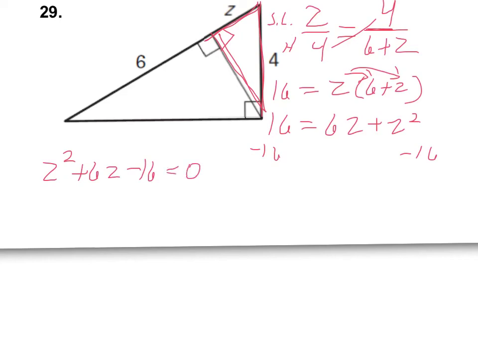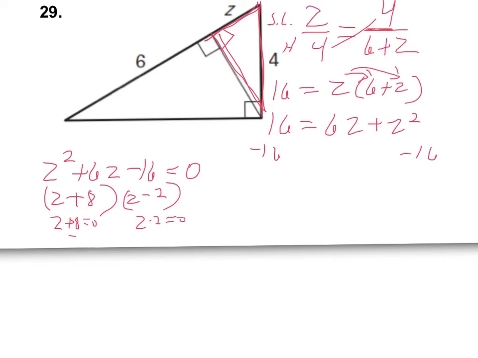Or you could put the 0 on the left side, either way. This is another quadratic equation, where you can either use the quadratic formula or you can factor it. There's no common factor to all three of these, so I'm just going to go right to the factoring. I know it has to be z and z. What two numbers multiply to make negative 16, but add to make 6? That would be positive 8 and negative 2. And then set each of these equal to 0.